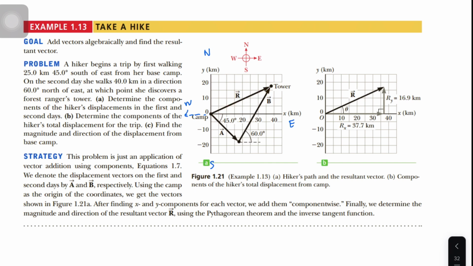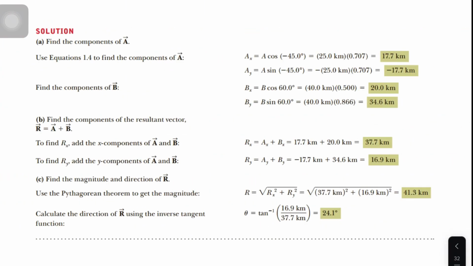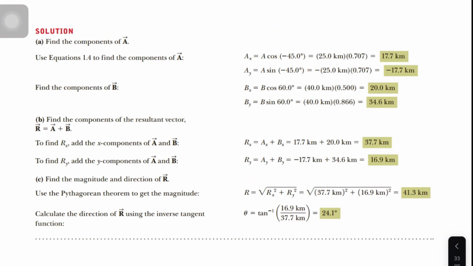So we're going to take a look and calculate it one by one. Once we have the resultant, if we are referring to the resultant by itself, the components of it will be found in this method. So let's take a look at the solution given.